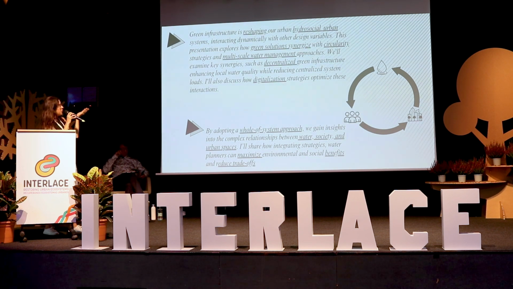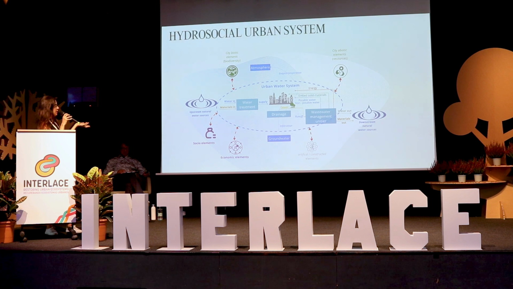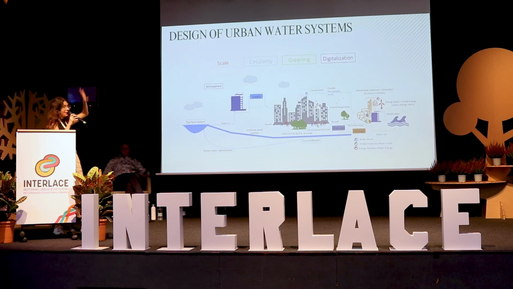So green infrastructure is reshaping the hydrosocial urban systems, and we have complex interactions between water, cities, and society. Here we have the hydrosocial urban system: the urban system infrastructure and the elements of the city, the biodiversity or biotic elements, abiotic elements, resources, artificial, economical elements, and social elements that are all communicating. And within the urban water systems, we have these four strategies: scale, circularity, greening, and digitalization, that interact with them.